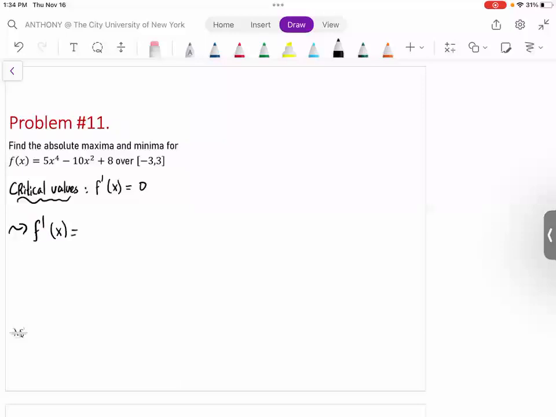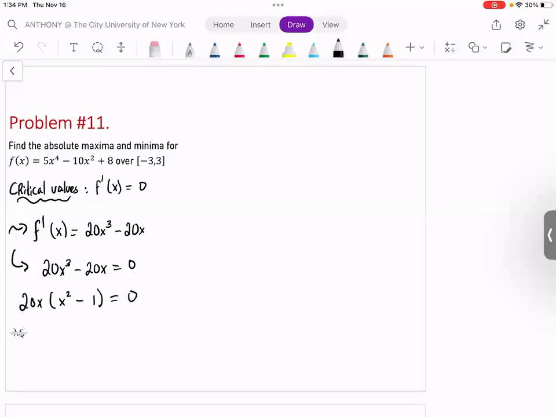Well, the first derivative is going to be 20x to the third power minus 20x to the first power plus 0. So what you'll do is take the first derivative, 20x cubed minus 20x, set this equal to 0, and now solve for x. Between 20x cubed and 20x, you can factor out 20x. And this will leave you with x squared minus 1 is equal to 0.